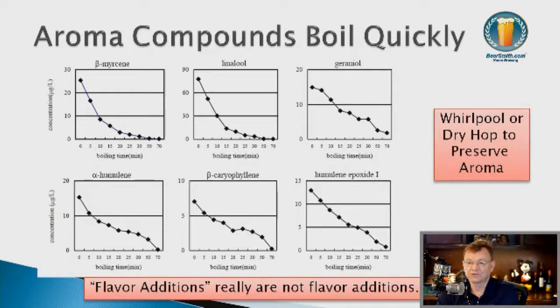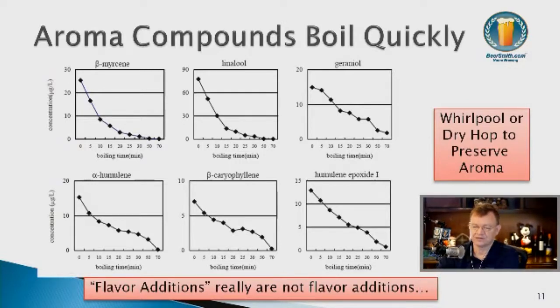Here's why most of us have moved away from these so-called 5-minute, 10-minute, 15-minute flavor and aroma additions. These are the major hop compounds that are aromatic. So these are the aroma oils in the hops, if you will. And these are the ones that you generally want to preserve doing whirlpool or dry hopping. But this is how quickly they boil off in the boil. So if you look at the first one, I'm not sure if you read the small details on the screen, but the first one happens to be myrcene, which is the largest percentage actually in most hops.